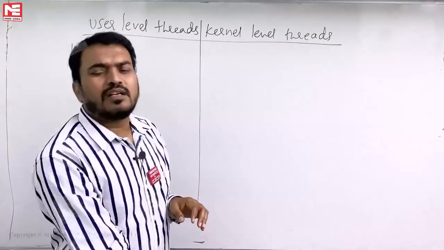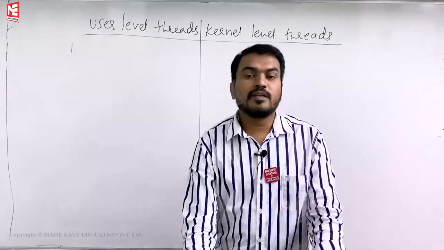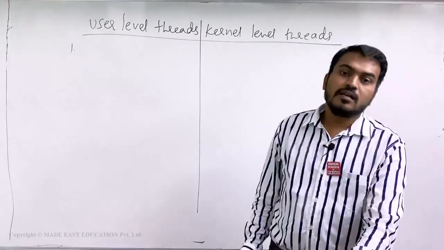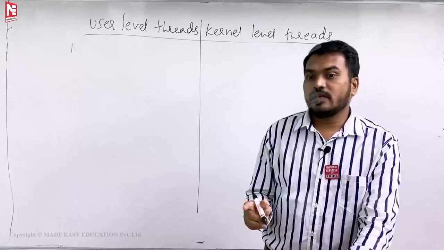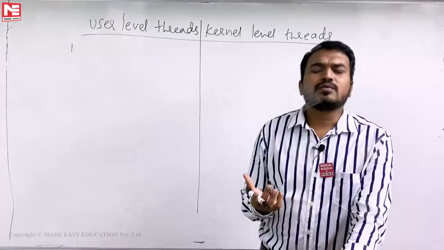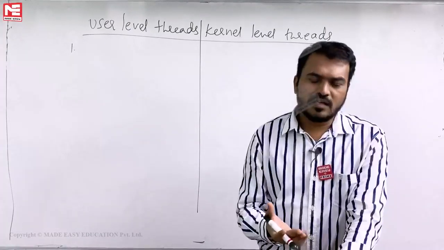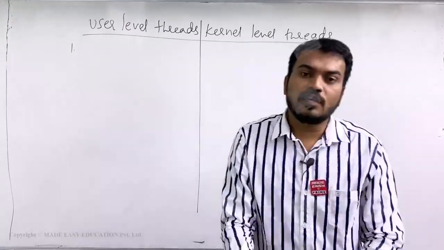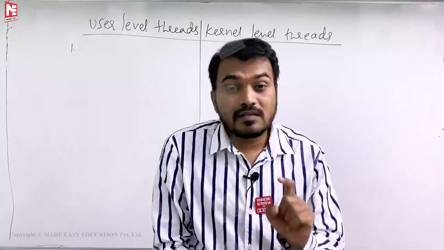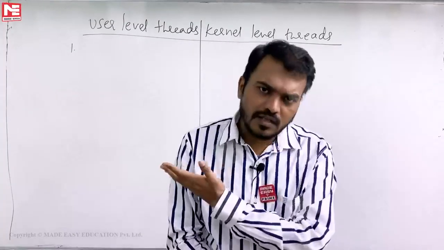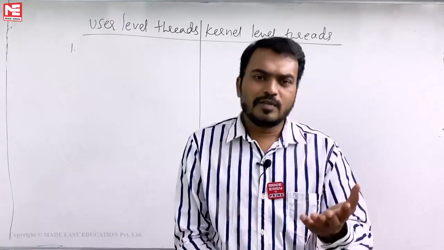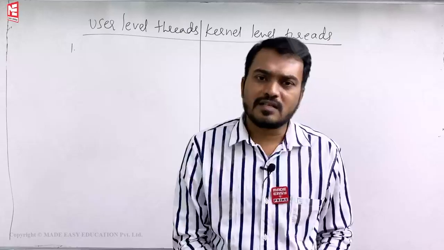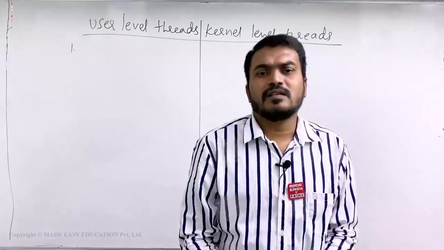Now remember, user level threads are implemented by whom? Who will implement that? User level threads are implemented by the user. User in the sense of programmer. Whatever thread programming you did in Java, all that is called user level threads only. Many people did thread programs in Java, right? All that is called user level threads only. Is that clear?